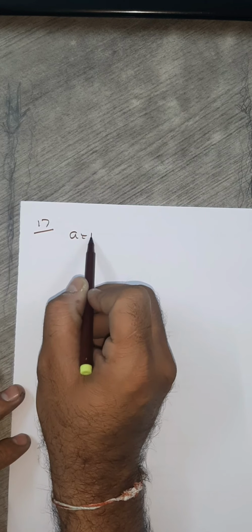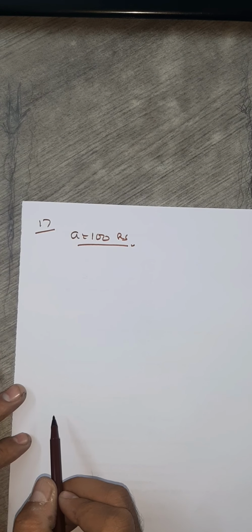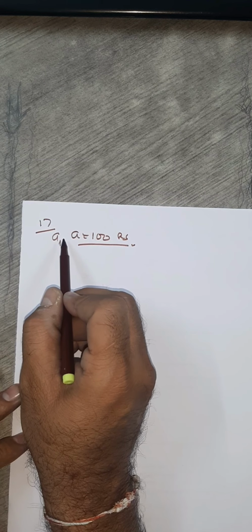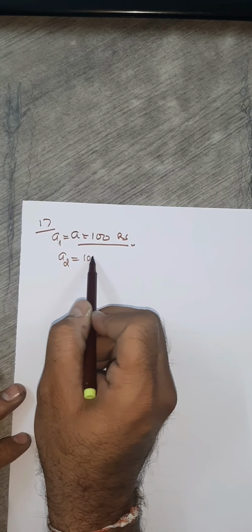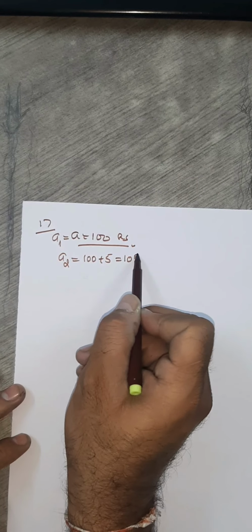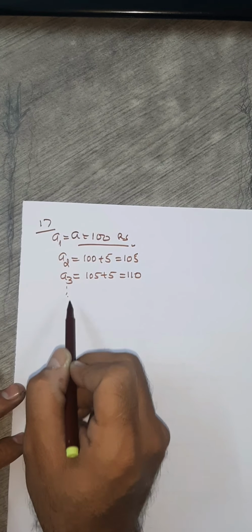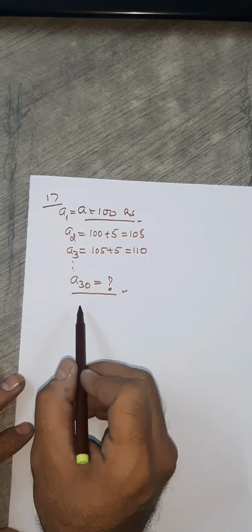Question number 17. You are given that a man starts repaying a loan with the first installment of rupees 100. So here the first amount is rupees 100. If he increases the installment by rupees 5 every month, then in the first month, that is A1, it is 100. In the second month it will be 100 plus 5, so 105. In the third month it is 105 plus 5, which is 110, and so on. The question is, what will be the amount at the 30th installment, that is at the 30th month?